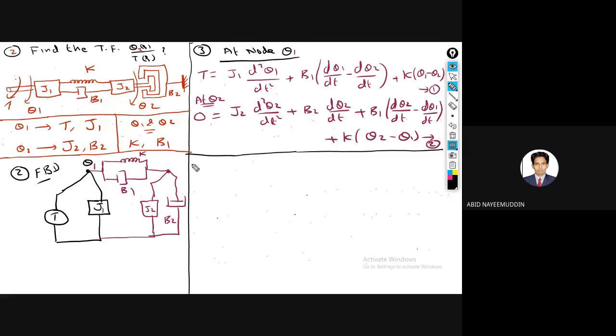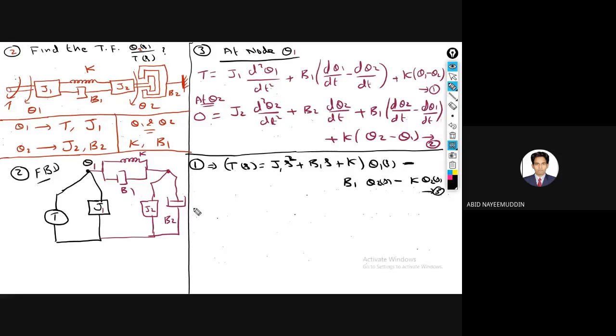Applying Laplace to equation 1, T of S will be equal to J1 S square plus B1 S plus K, into theta 1 of S, minus B1 S into theta 2 of S, minus K into theta 2 of S. Equation 3.